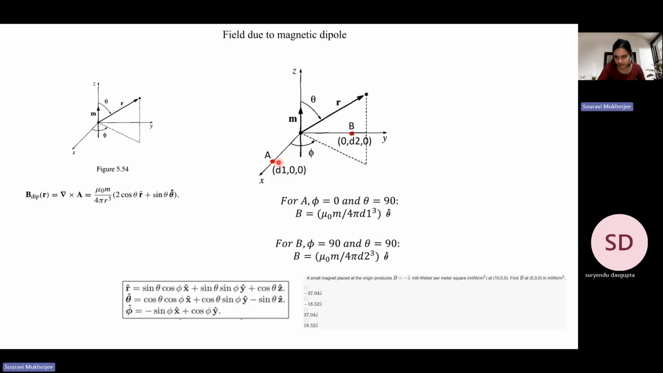So here, as you can see from this question, B is given as 1, D1 is given as 10. You have to use this relation to find M. Once you know M, and you know D2 is 3, then you can just use this relation to find what the field is. Okay, so that's how this kind of question can be addressed.